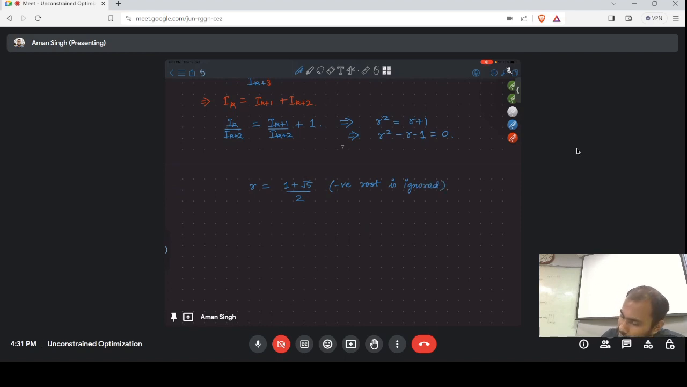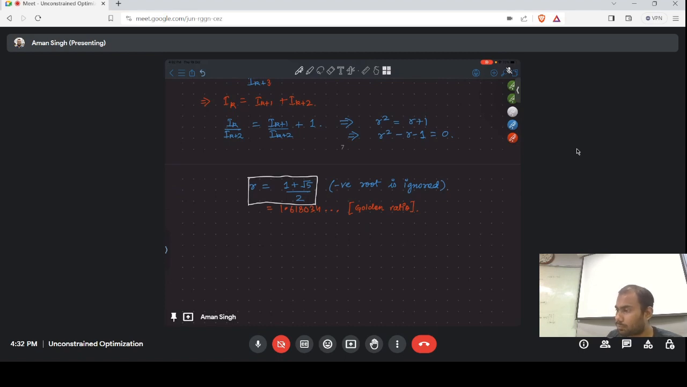Ignored because it's meaningless, right? It doesn't mean anything. This is approximately 1.61803 dot dot dot, and this is called the golden ratio. That's why the name golden section search comes from here.